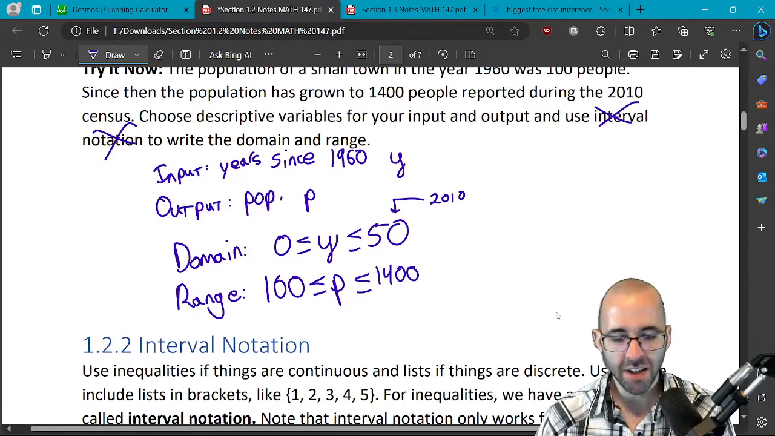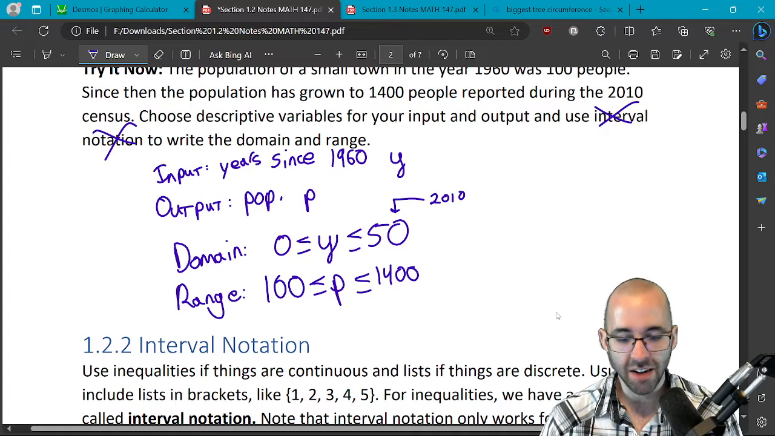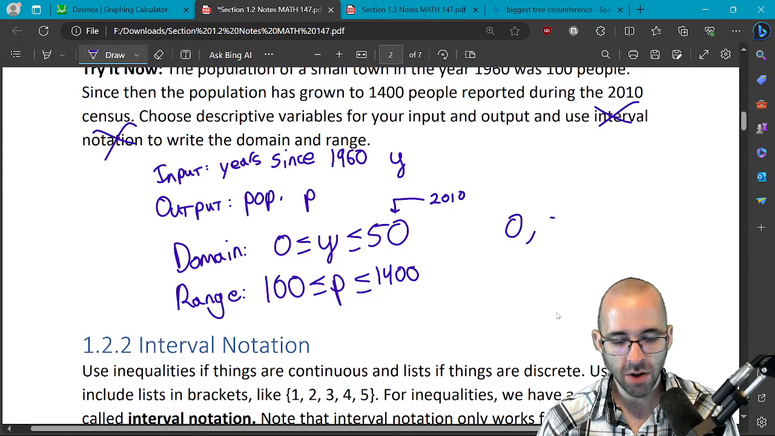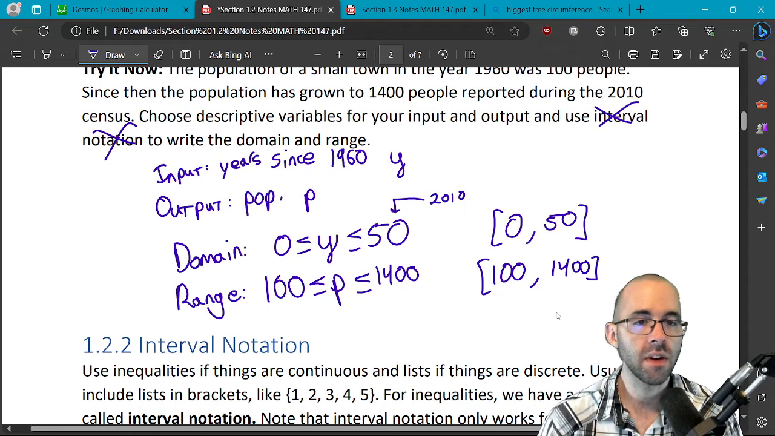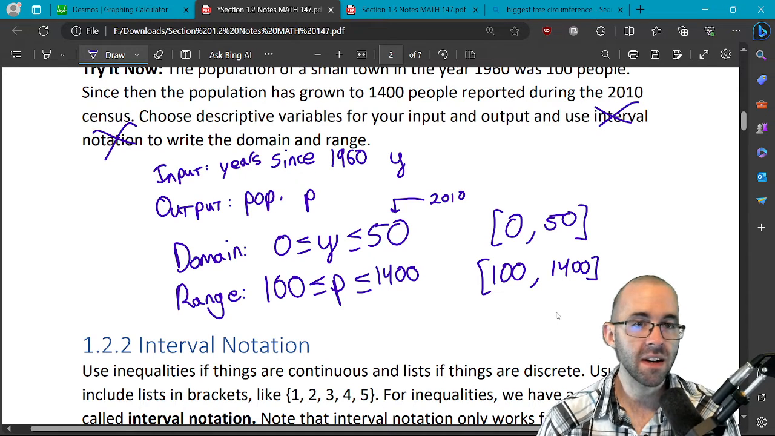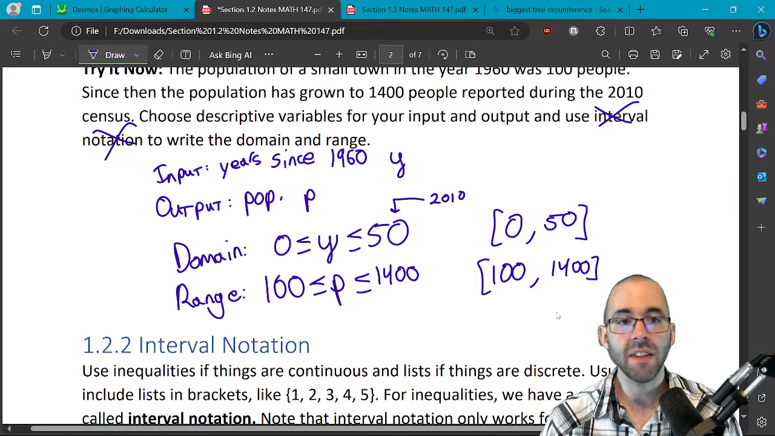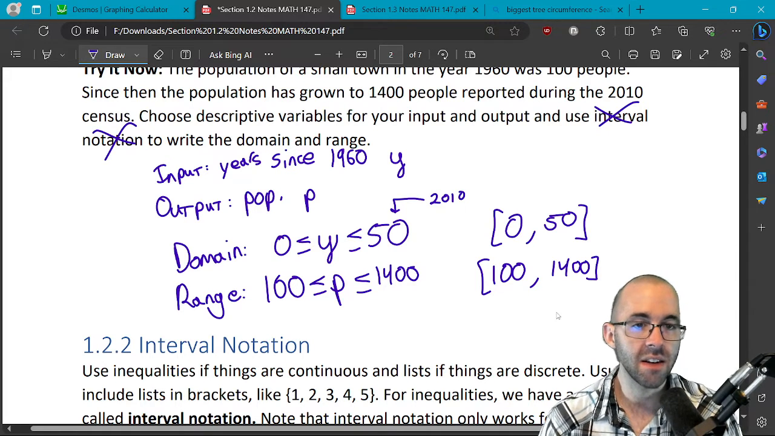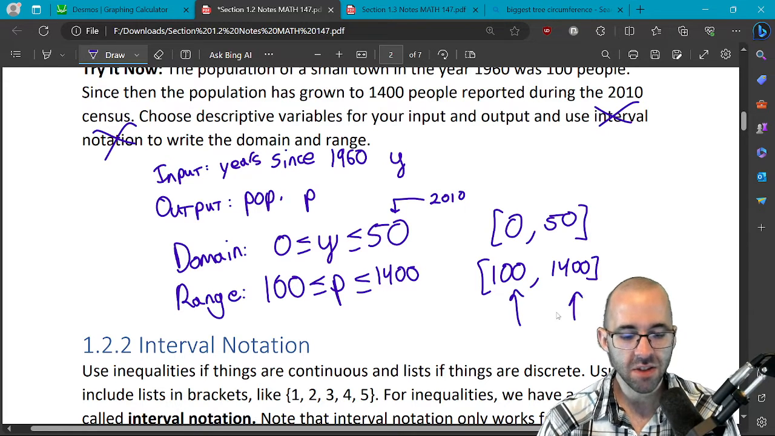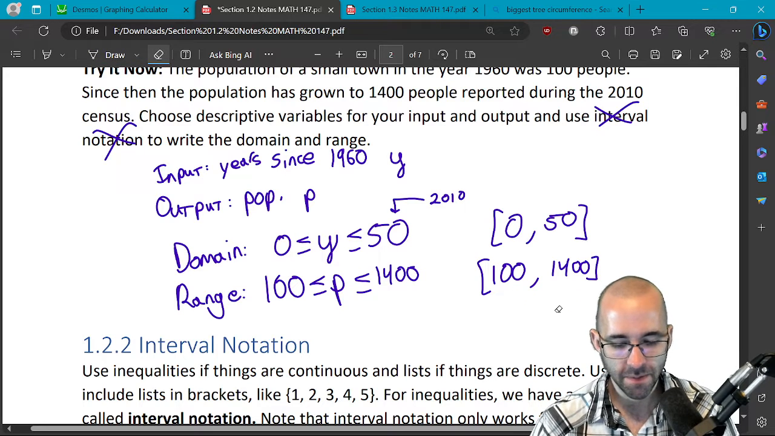So back here where it said use interval notation, what we could have done for the domain, say 0 up to 50. They're both included. And then 100 up to 1400. Again, they're also both included. Year 0 did make sense. That was 1960. Year 50, that was included. That was 2010. And these were the populations at those years, so they'd be included too.